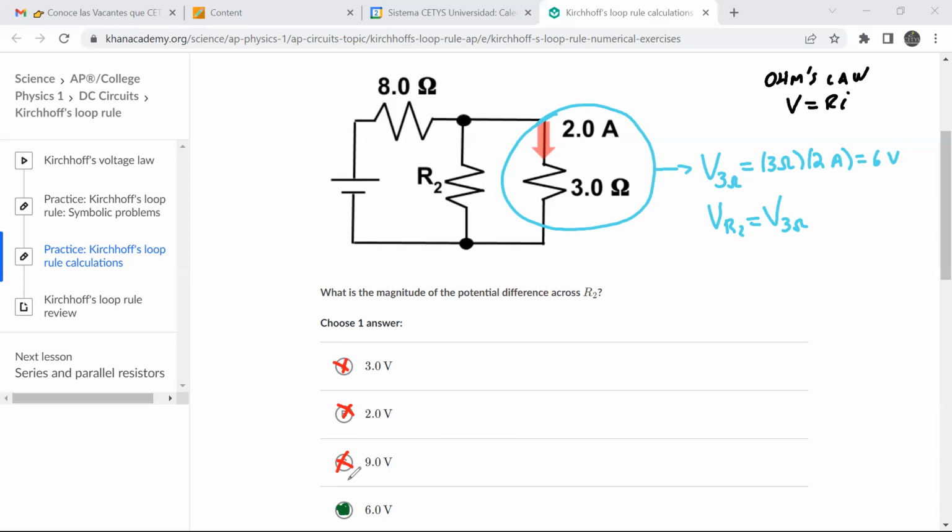So the 8 ohm is useless. Yes, in this instance. Yeah, it's a distracting element.